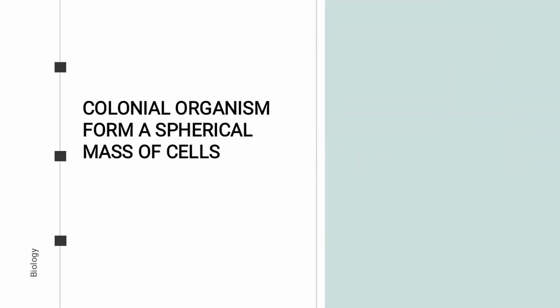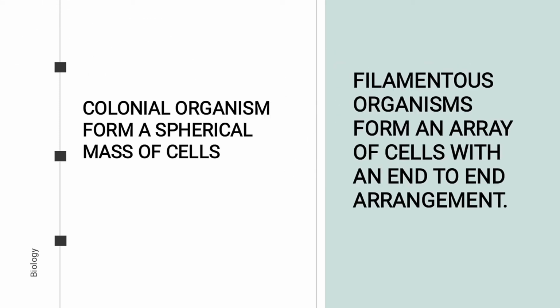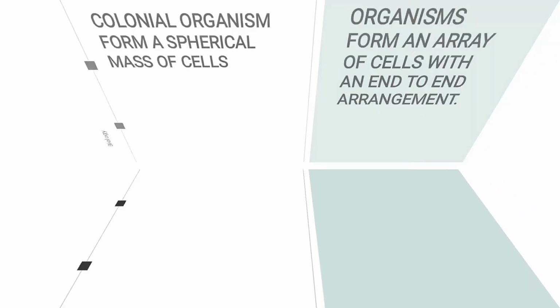So that's one. And the second one is colonial organism forms a spherical mass of cells, just like what was displayed when we were explaining volvox. So they are a spherical mass of cells. But in filamentous organism, they form an array of cells with an end-to-end arrangement. So if you take a critical look at the structure of a Spirogyra, you see that they are arranged end to end. So that's the second one.